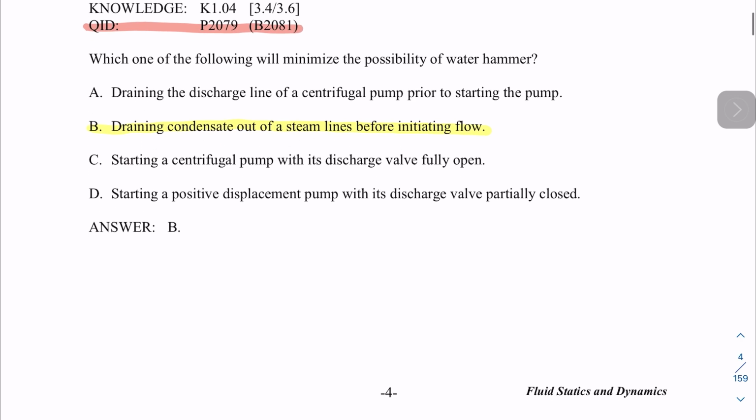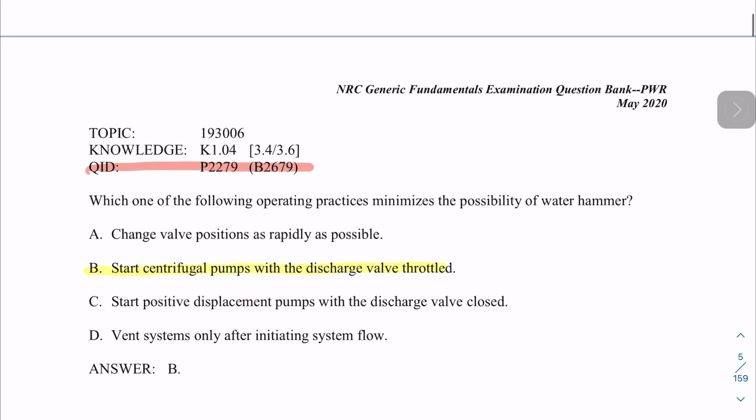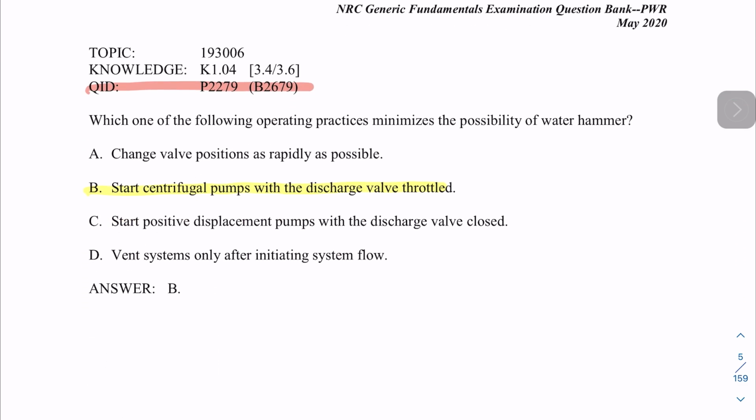That's basically the same. So now, which one of the following operating practices minimizes the possibility of water hammer? We talked about having the valve throttled or closed, so preferably having the valve throttled. So starting the CP pump with the discharge valve throttled. We didn't talk about positive displacement pumps, so we're going to go with this one.